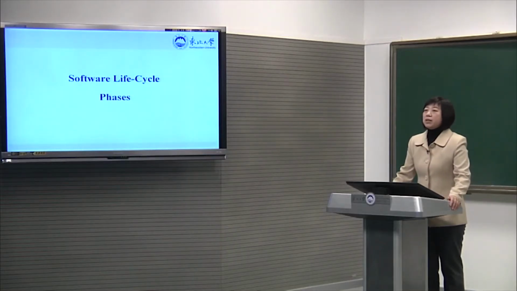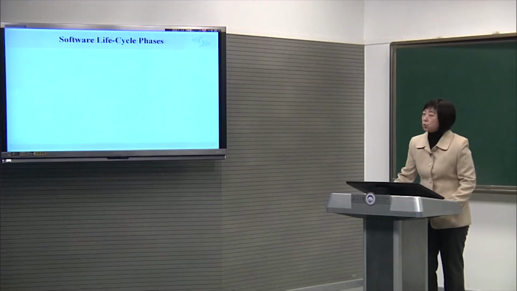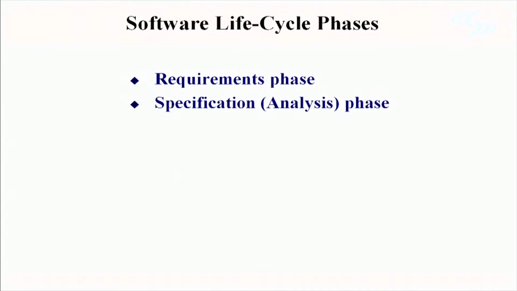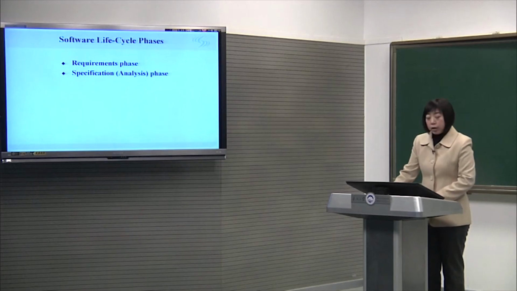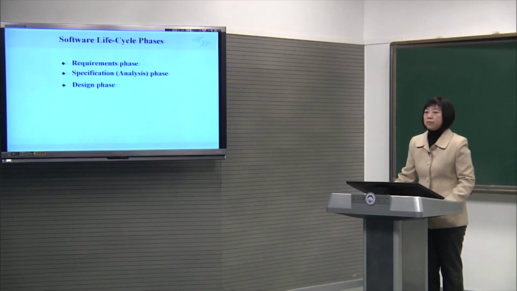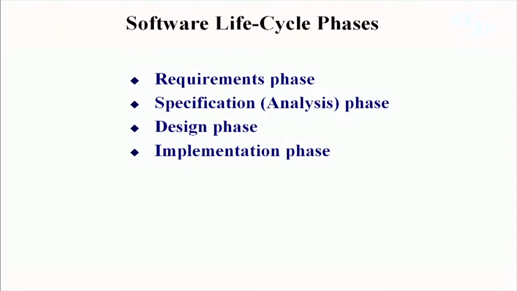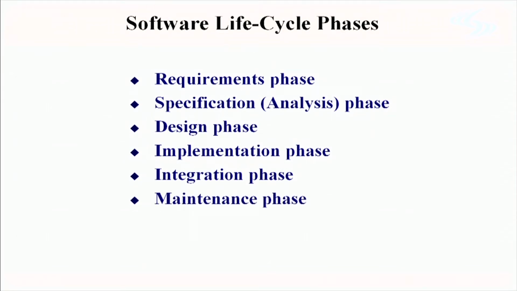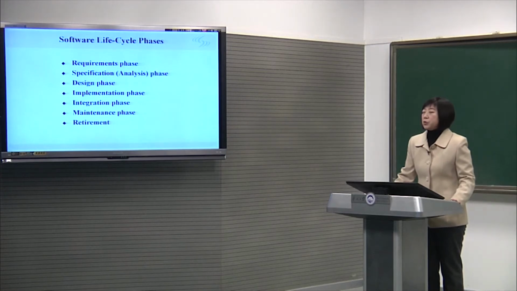From today, we are going to learn Chapter 2, Software Lifecycle Phases. In the previous lectures, we have understood that software is just like other concrete physical entities. That means, as an entity, although it's abstract, it will also experience a series of steps or phases. So it will include requirements, specification analysis phase, design phase, implementation phase, integration phase, and maintenance phase. And finally, retirement phase.